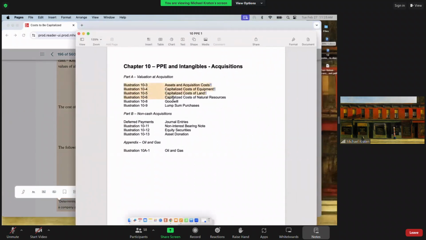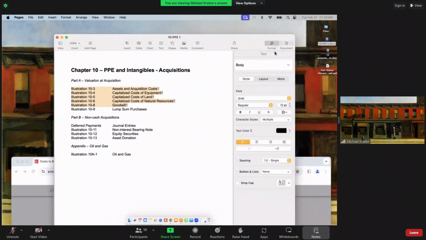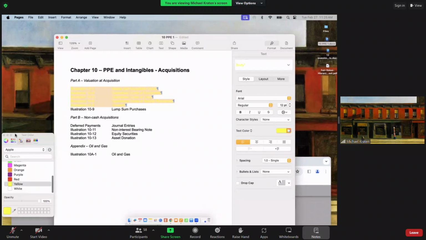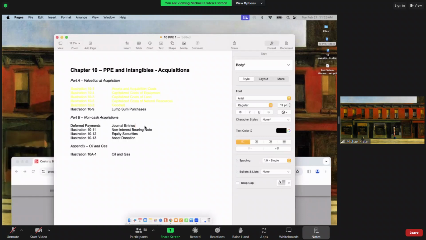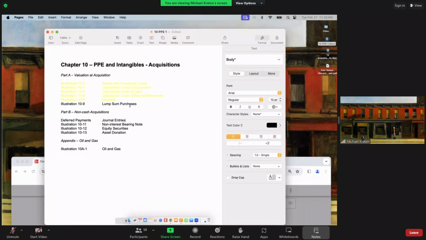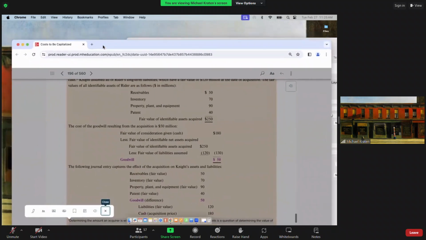Okay, so looking forward to next time. First, let me yellow highlight what will be on the quiz on Thursday. And I'll have to work on my yellow highlight because that was text color and not highlight color. As you can see, I'm using a different program at the moment. So I'll figure that out very shortly. But these are the illustrations that we will cover for the next quiz.